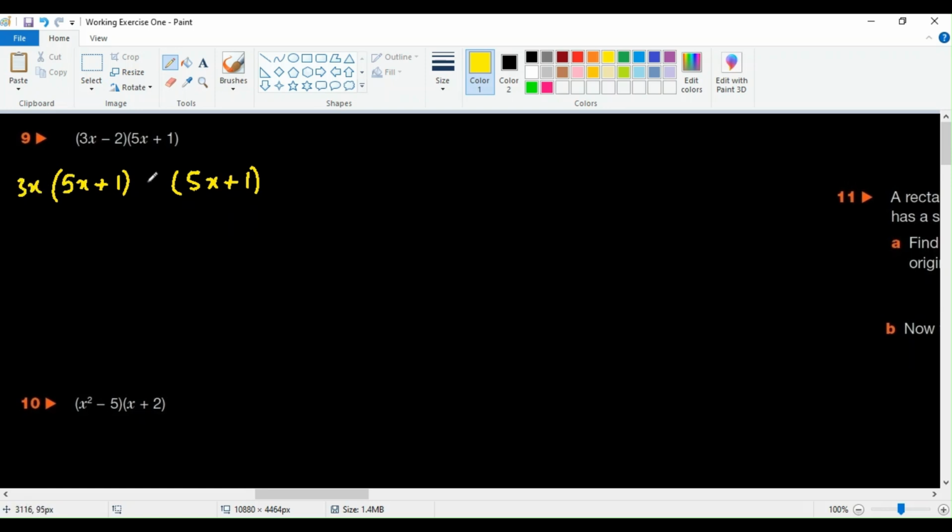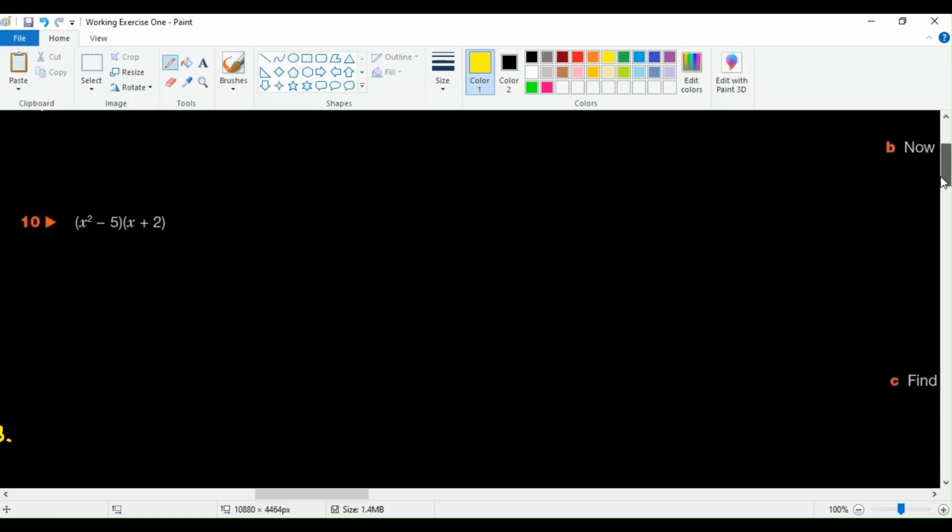This is 3x minus 2. So this gives us a 15x squared and plus 3x. And this gives us minus 10x, and minus plus is a minus, 2 times 1 is a 2. So I will write squared values first, this is the highest value. Then I will write plus 3x, and minus 10x gives us a minus 7x. Minus 7x and minus 2 is the final answer for this question. Moving on to question number 10.